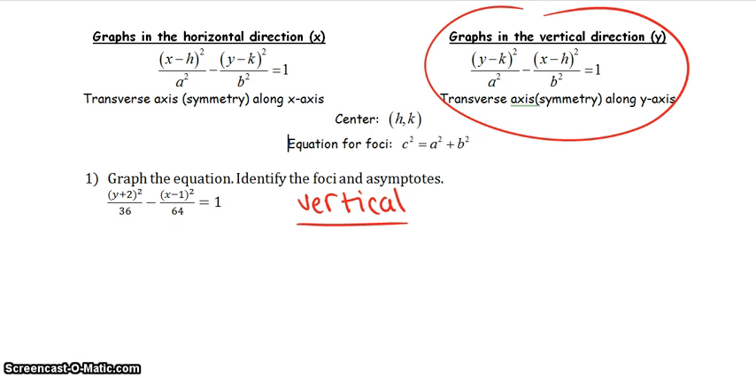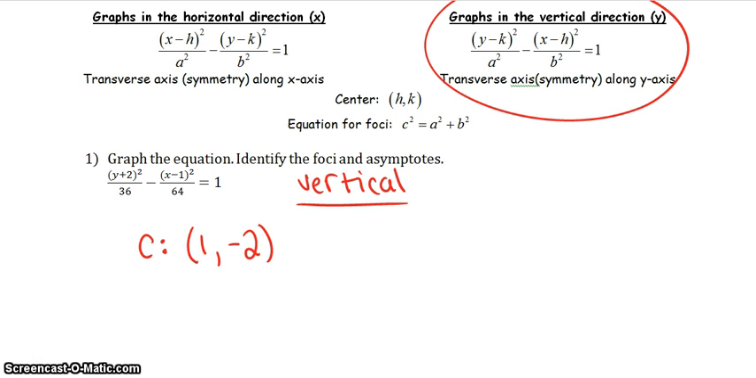Now that we know we're graphing in the vertical direction, let's find our center, our foci, and our asymptotes. Starting with the center, we've been doing this since we started with circles. Our center comes from what's in the numerator here. The key I always remember is what lies inside lies to you. So even though this says -1, it's really a +1 for our x-coordinate. And since this is a +2, it's actually a -2 for our y-coordinate.